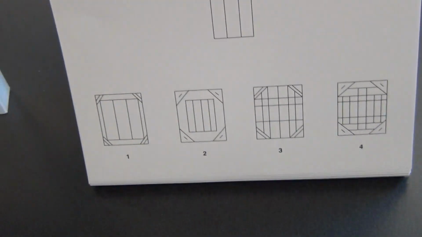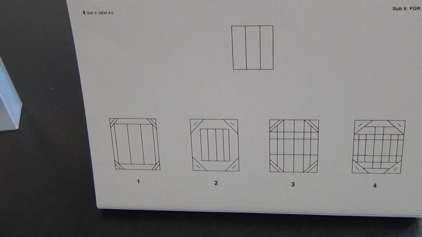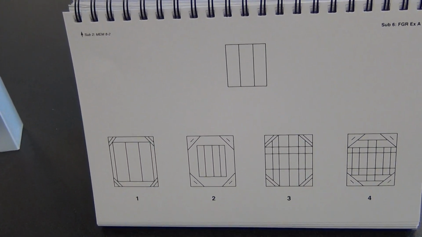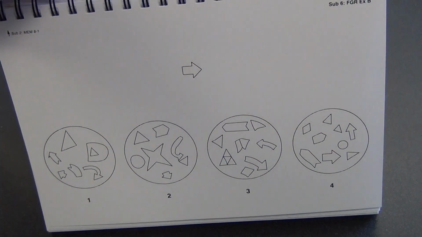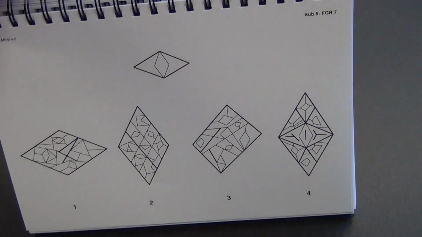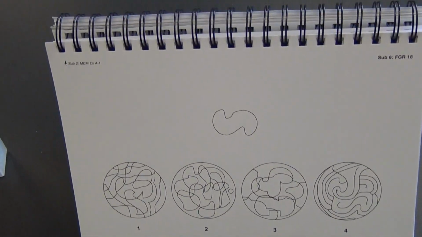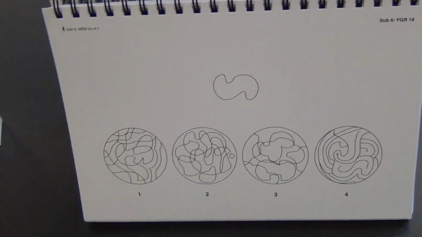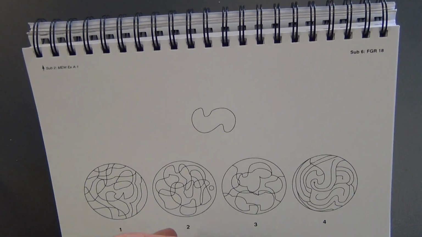Visual figure ground. You're going to say, at the top, you see a shape. In which picture below do you find the exact same shape hiding? And the answer would be 1. So that's practice 1. This would be practice 2. All the way, then you begin administering it and scoring. The final one looks like this. At the top you see a shape. In which picture below do you find the exact same shape hiding? And the answer would be 2.